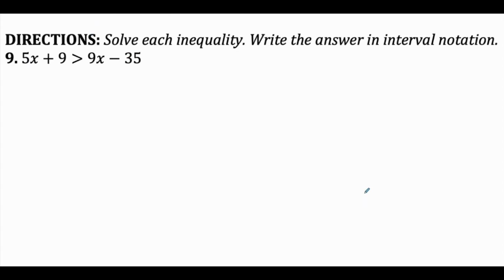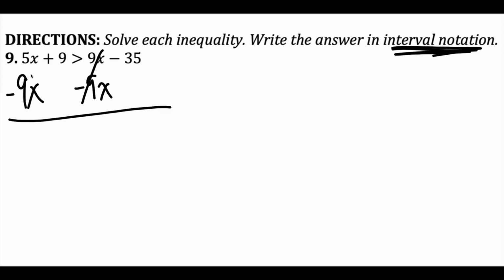All right, up next, now we get into some inequality and absolute value, and then finally the quadratic inequalities. So, excuse me again. Again, I just want to point out our answers must be in interval notation. So we're going to do the same thing we did for the equations. It's just now we have an inequality. So I'm going to move my 9x over. 5x minus 9x is a negative 4x. Plus 9 is greater than negative 35.